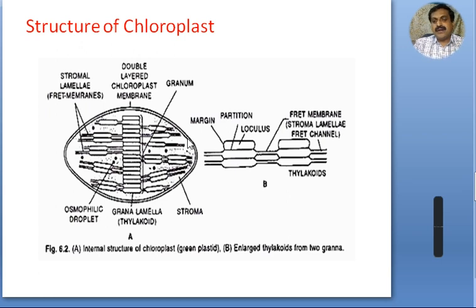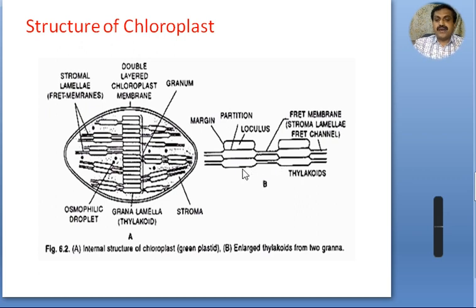The inner membrane gives rise to a number of plate-like structures called grana. Each granum is singular, grana is plural. The same thing is enlarged here. This is one granum, this is another granum. The grana are interconnected by membrane-like structures. Between the two grana, this membrane is called the fret membrane, fret channel, stroma lamellae, or intergrana.